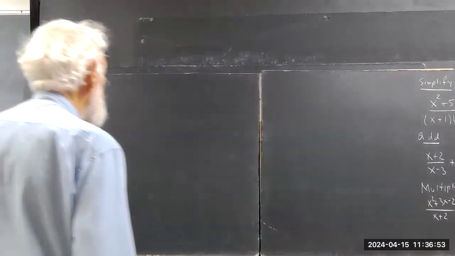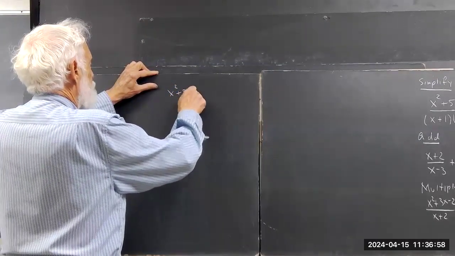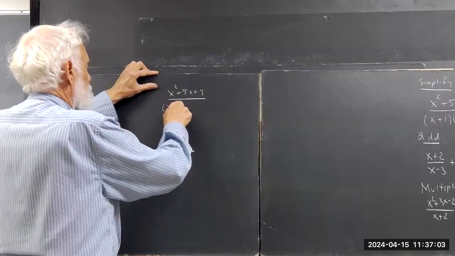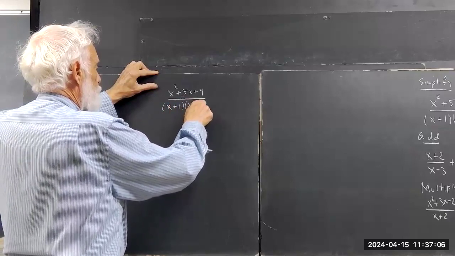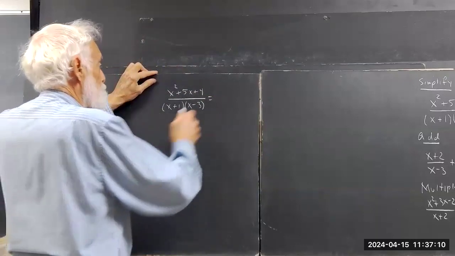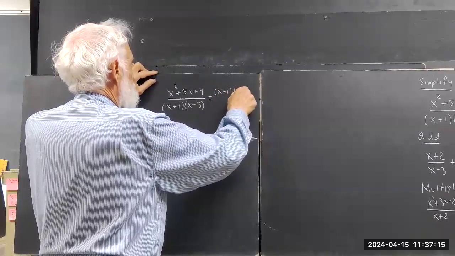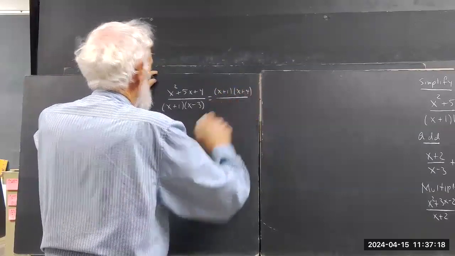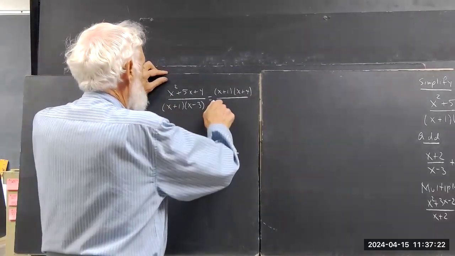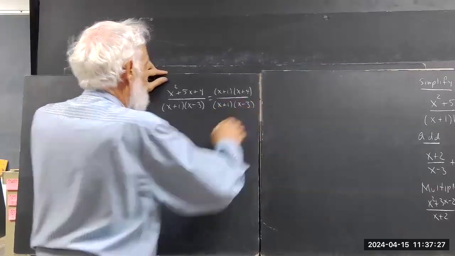Okay, so to simplify x squared plus 5x plus 4 over x plus 1 times x minus 3, that will give you the answer. First, factor the numerator. The numerator factors as x plus 1 times x plus 4. If you don't remember how to factor, by all means go back to your review. You're going to need to know that. And then that's over x plus 1 times x minus 3.